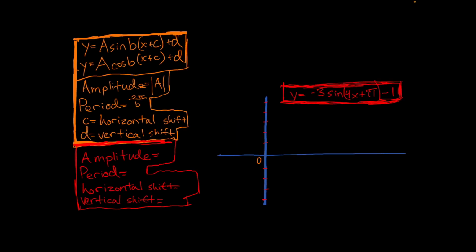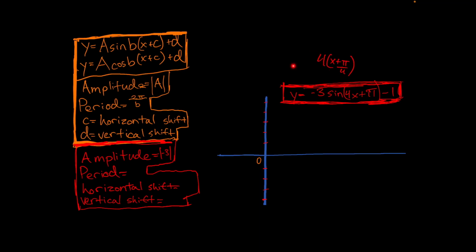Alright, so let's try and graph y equals negative 3 times the sine of 4x plus pi, minus 1. So what is the amplitude? Well, we have negative 3 in front of sine, an a in front of sine, and amplitude equals the absolute value of a. Right, now what's the period? We have this 4 right here, and this x, and this plus pi, so let's try and factor out a 4. Alright, so now this looks like an easier format.